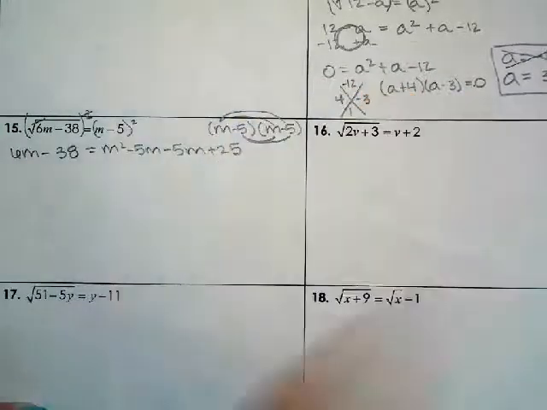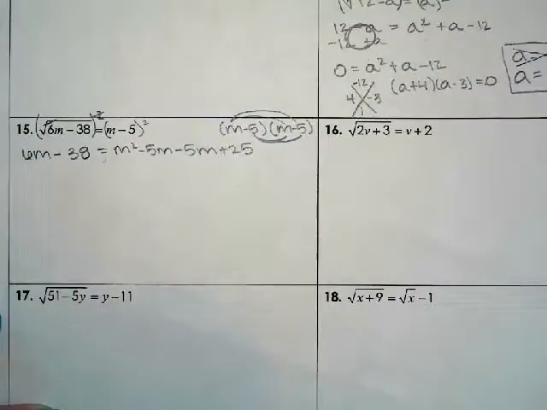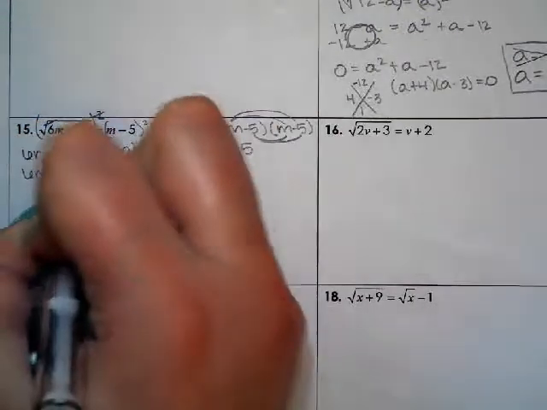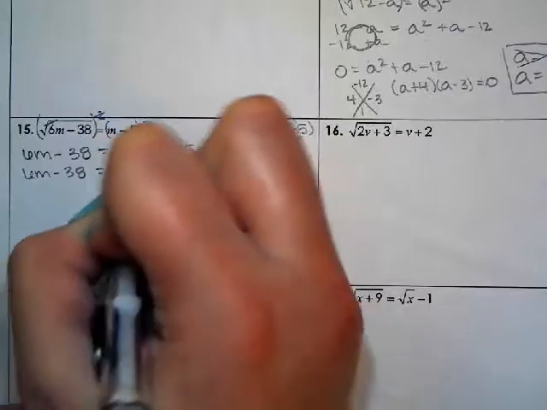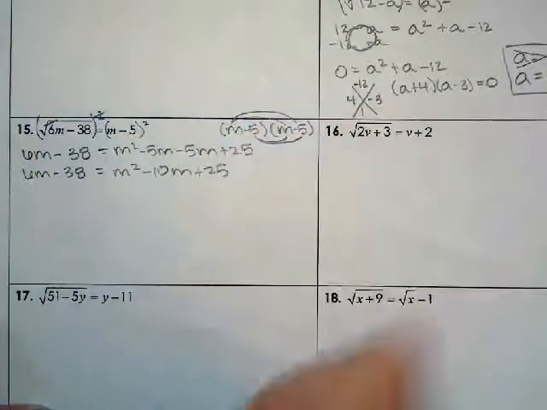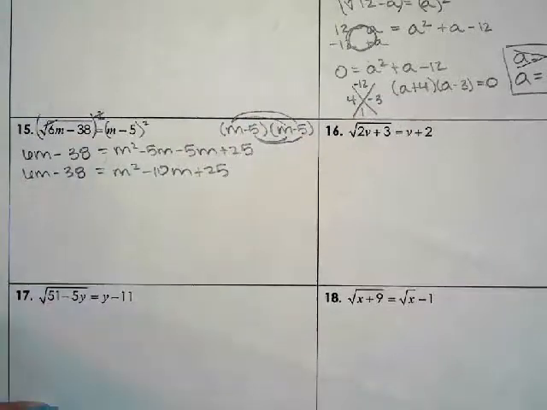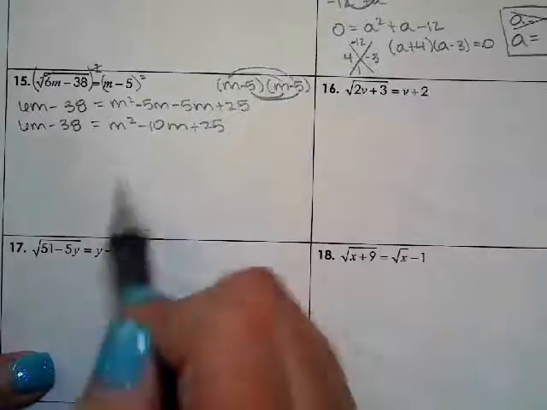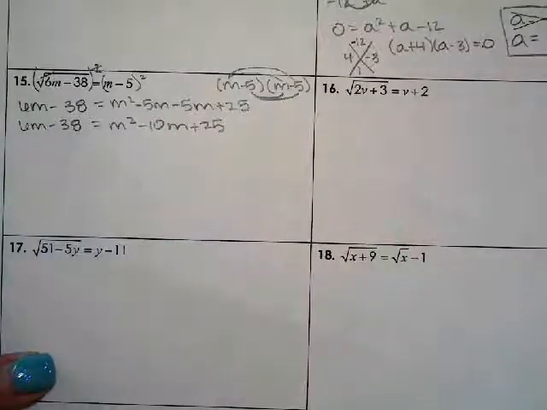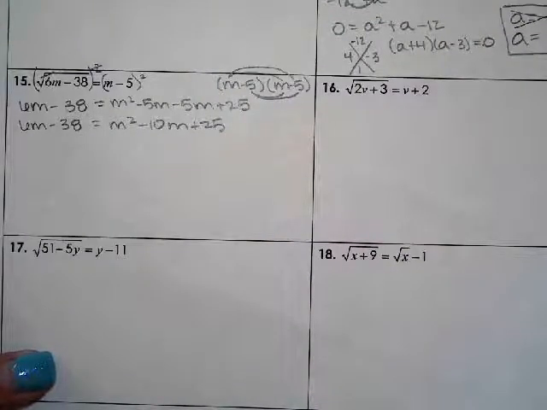So 6m minus 38 equals m squared minus 10m plus 25. So again, I have a quadratic. I have a pretty good feeling that most of these are going to be quadratics towards the end here. So my options are, again, I can factor, I can use the quadratic formula, I can use completing the square, I can solve by taking square roots, all that stuff from the last unit that you guys love so much.